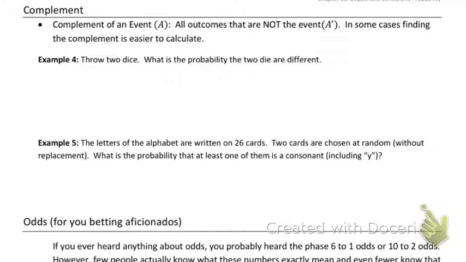So for example 4 says throw 2 dice. What is the probability that 2 die are different? I guess we could do it without doing the complement, but we're going to do this one with the complement. So the probability I'm looking for is that 2 die are different, but what we're going to do first is calculate the complement.